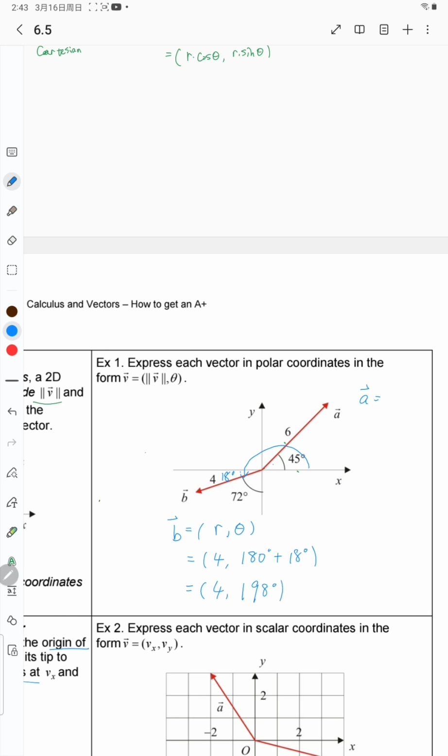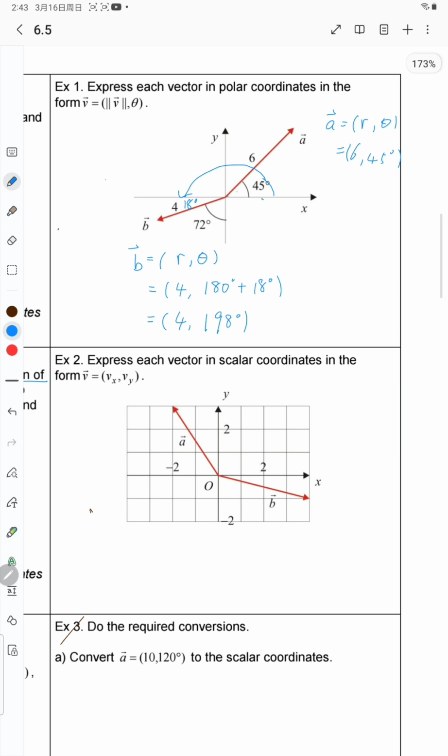It's just a clockwise angle starting from the positive direction of x, and A will just be r theta. So what is r? The radius, and it's 6, right? And 45, right?